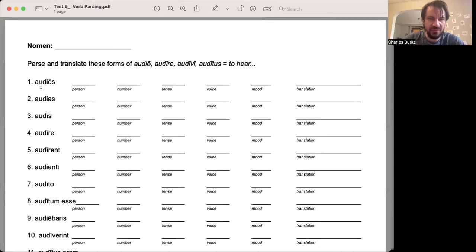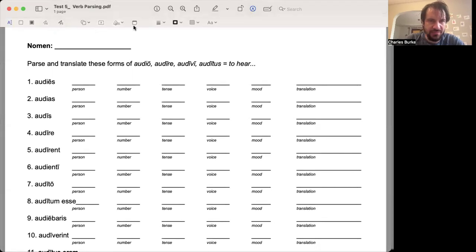Hey, I'm gonna run through one of the tests real quick so you can check your answers. It's the one that begins audiase, from audio, audire. So the first thing I'm gonna notice when doing this is that audio, audire is fourth conjugation. I know that because of the ire in audire.